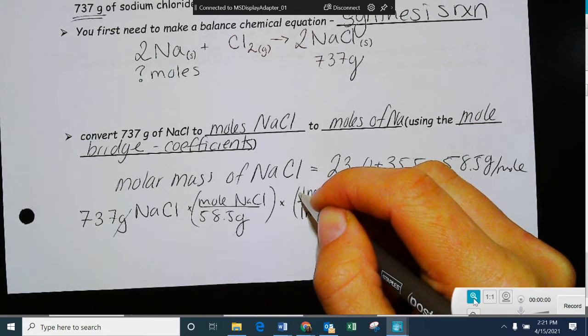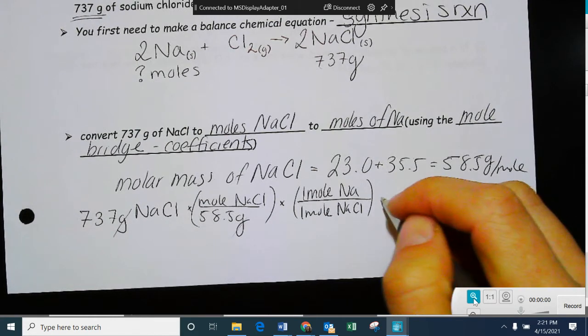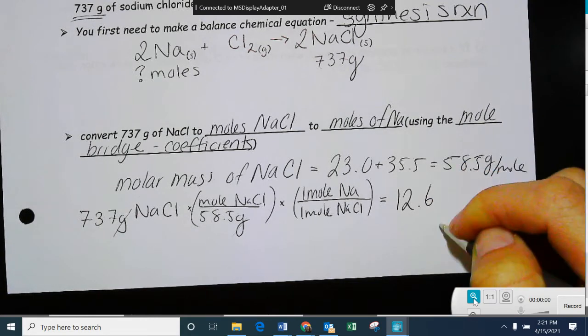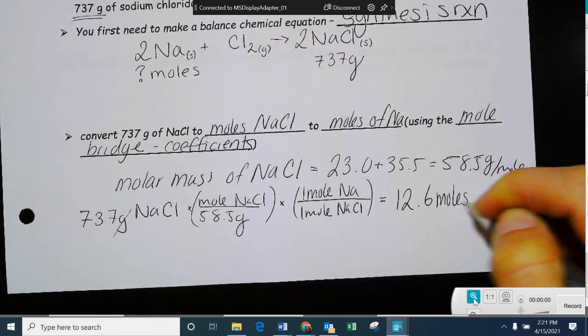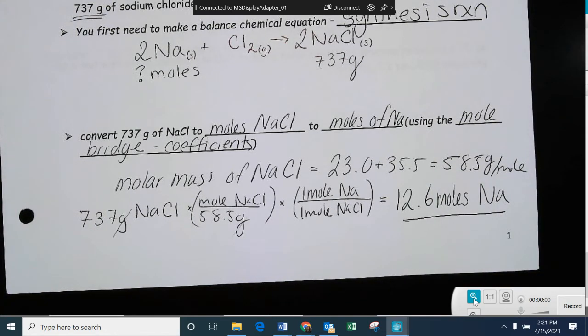You could also write 2 to 2 here. Either way is going to work just fine. And what you're going to end up with here is 12.6 moles of sodium. So that's how many moles of sodium you need if you're going to react these two things and make sodium chloride.